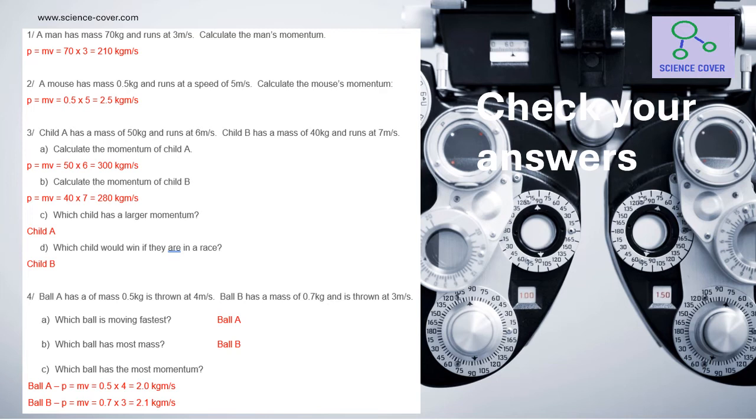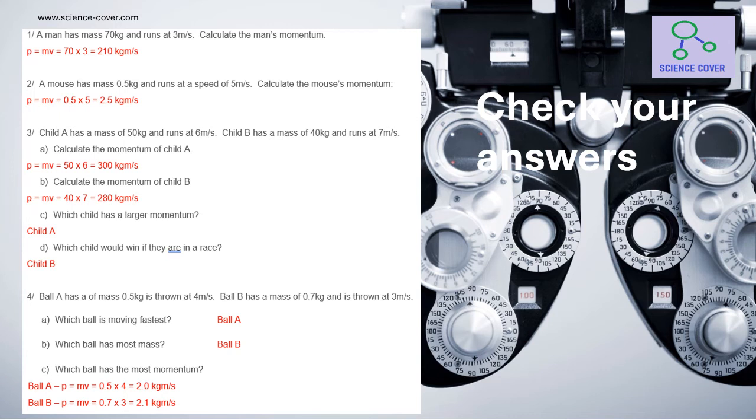A child has a mass of 50 kilograms and runs at 6 meters per second. Child B has a mass of 40 kilograms and runs at 7 meters per second. Calculate the momentum of child A. So we do 50 times 6, which is 300 kilogram meters per second. Calculate the momentum of child B. So this is 40 times 7, which is 280 kilogram meters per second.